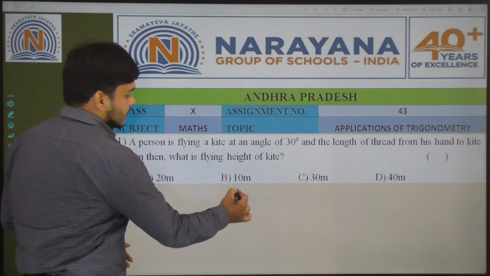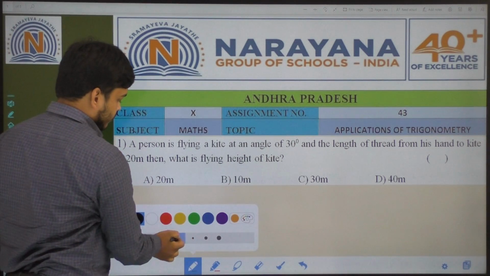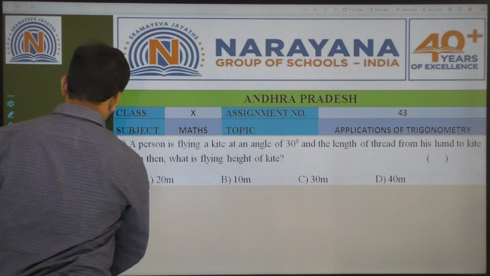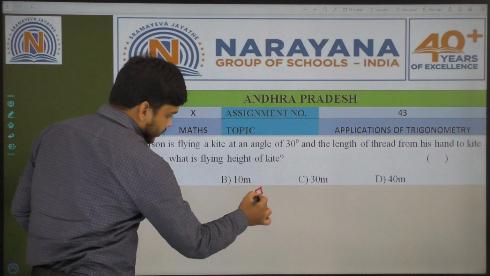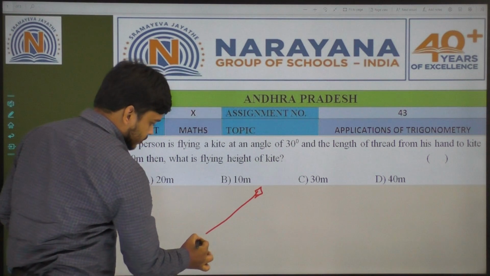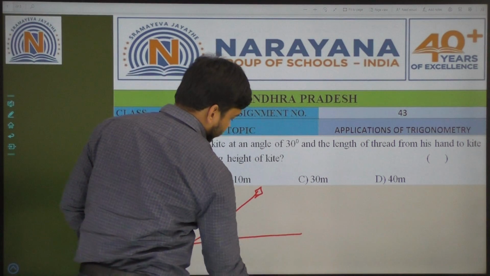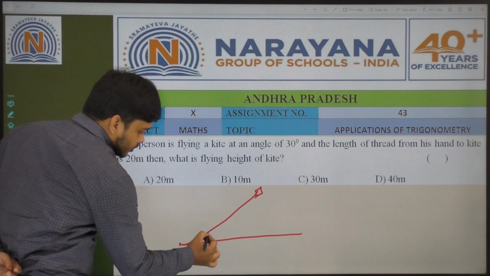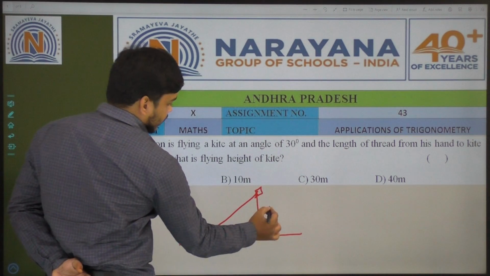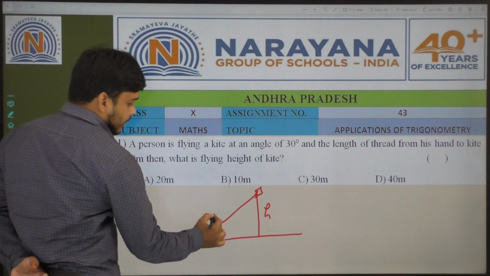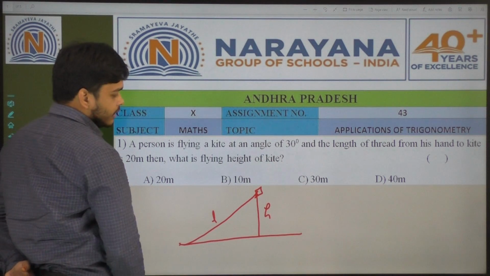Let it be, for example, this is the kite, and the thread which will be pulled on the ground. This is the ground level. For example, here we are taking it as the ground level, and this is the height, the flying height. Flying height would be h, and the length of the thread is L.